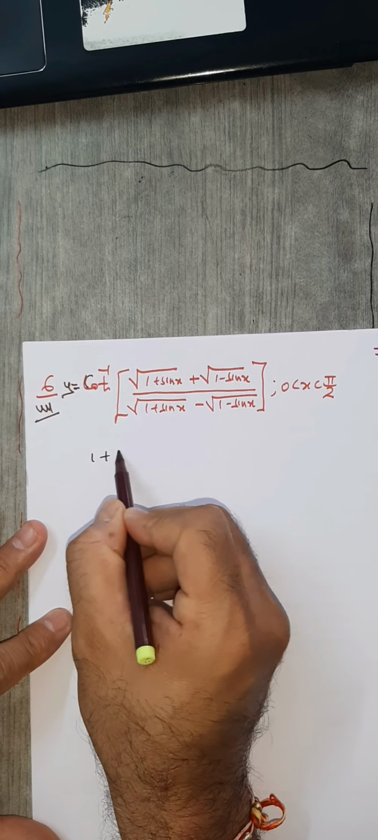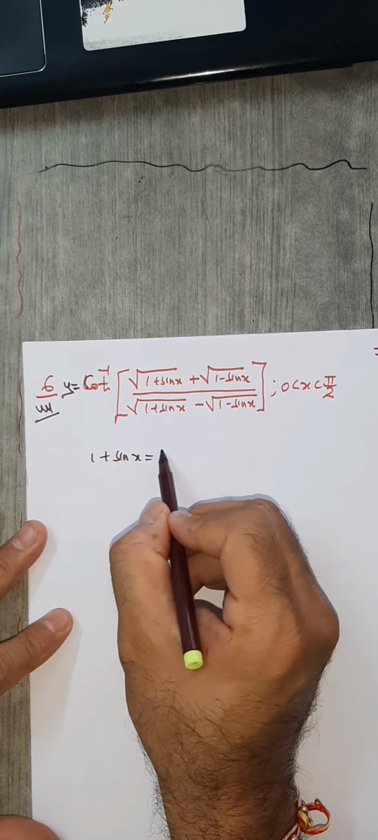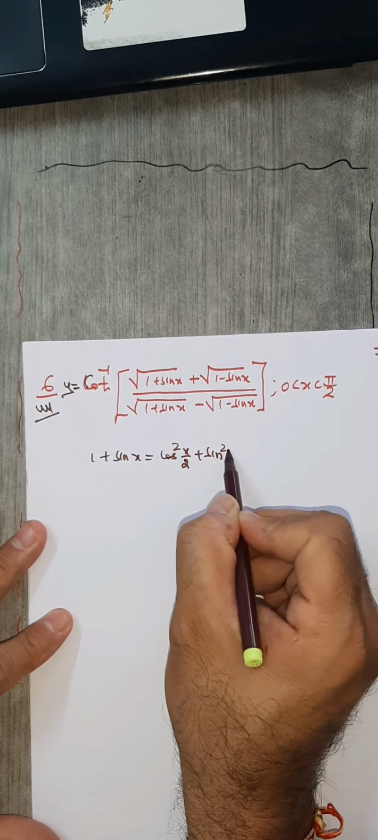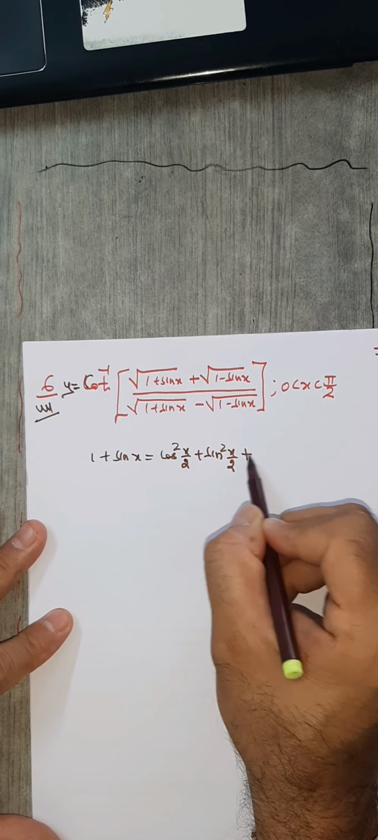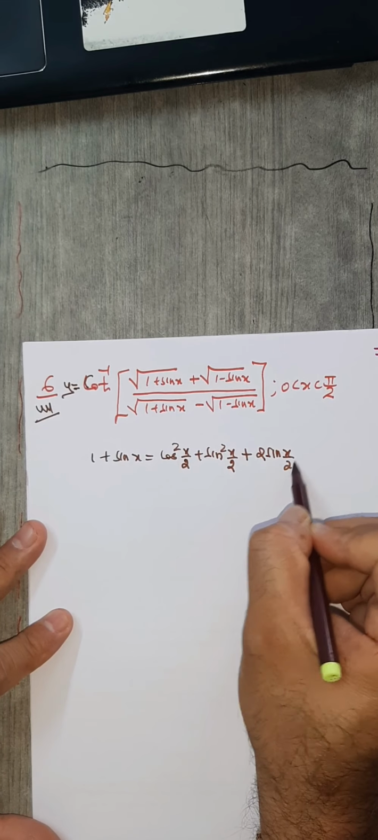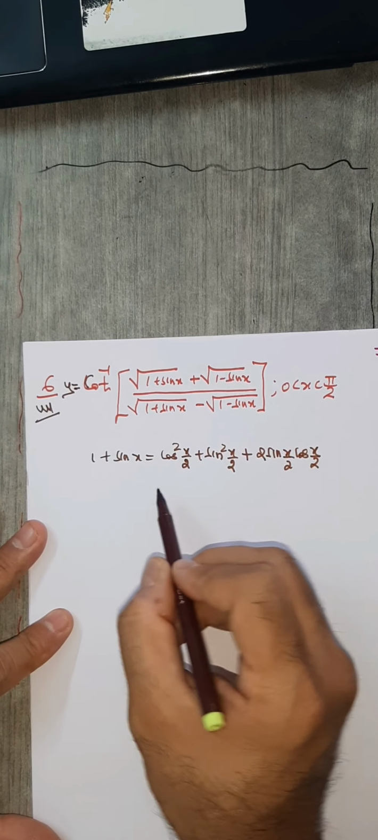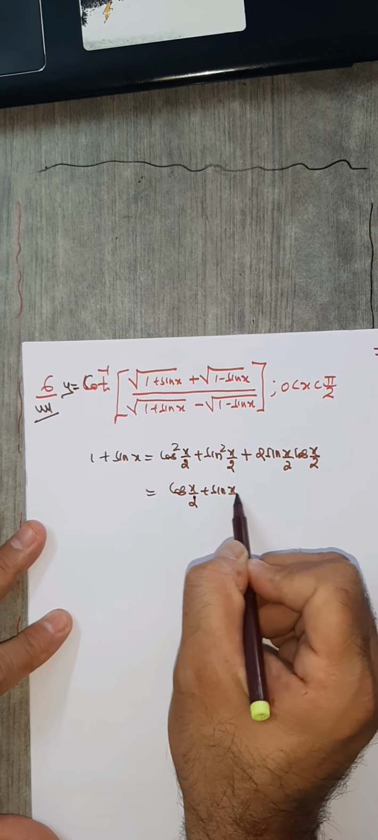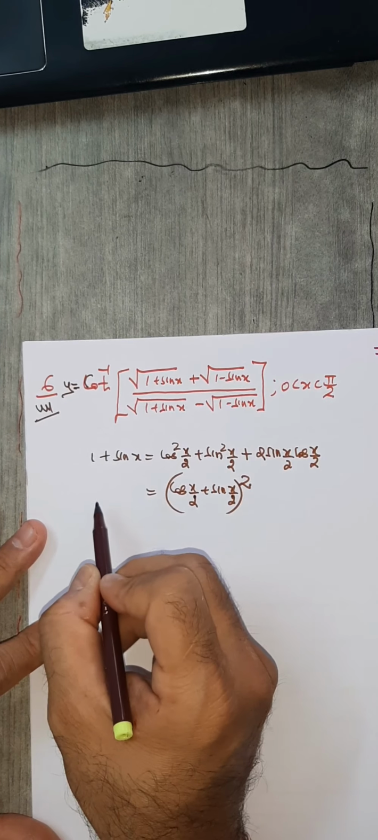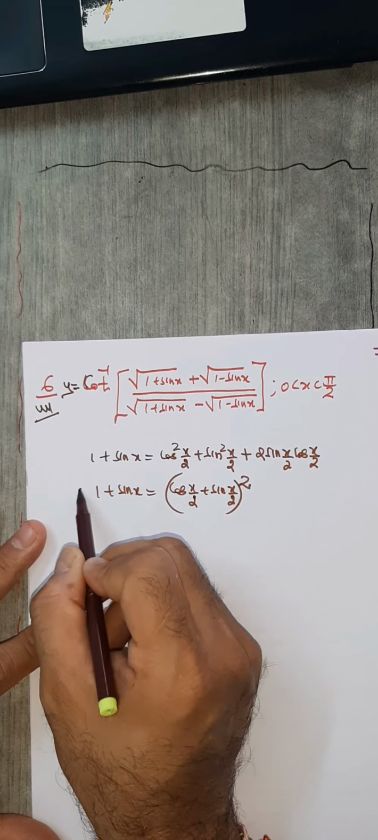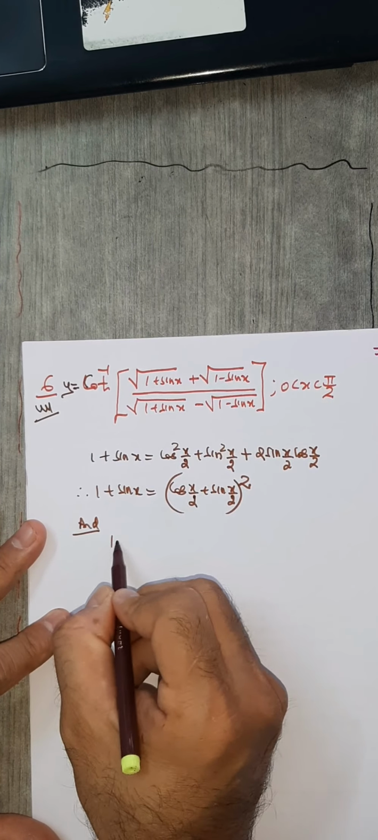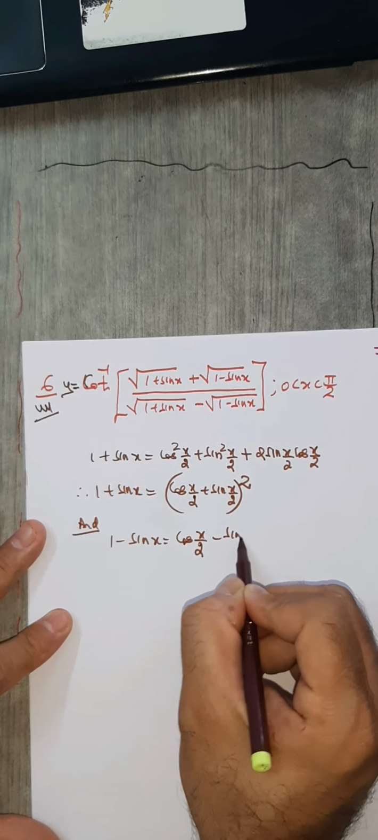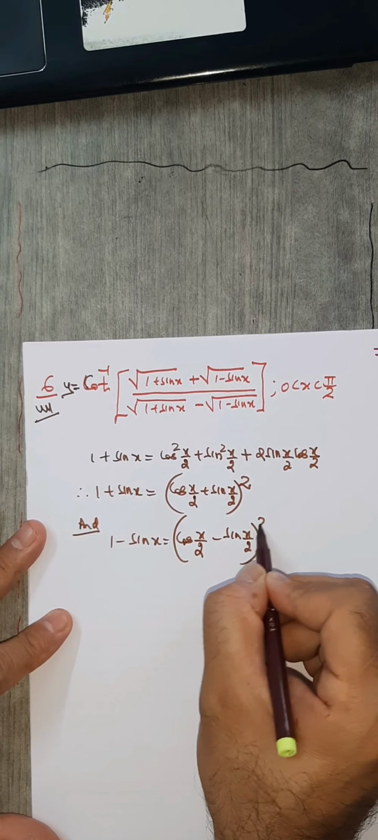Now you recall 1 plus sine x. Instead of 1 you can write, for example, cos square x by 2 plus sine square x by 2. And what's this? Half angle formula, 2 sine x by 2 into cos x by 2. This one you know very well from 11th standard. So this becomes a perfect square: cos x by 2 plus sine x by 2 the whole square. And same way, if you find 1 minus sine x, it would be just cosine x by 2 minus sine x by 2 the whole square. Same procedure.